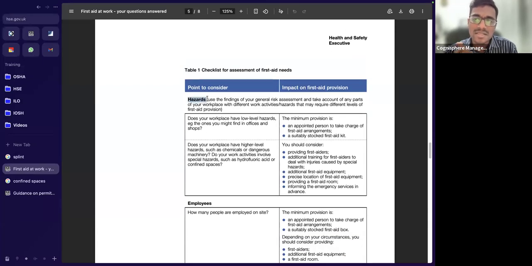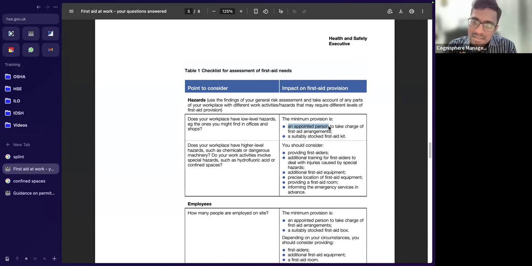So number 1 is hazard. What type of hazards do you find in your location, in your business? If your workplace has low level hazards, the minimum provision is you must have an appointed person, because the hazard levels are very low. It's not like these are high risk hazards. So you need to have an appointed person to take charge of first aid arrangements, and a suitably stocked first aid kit. So one first aid box and an appointed person.